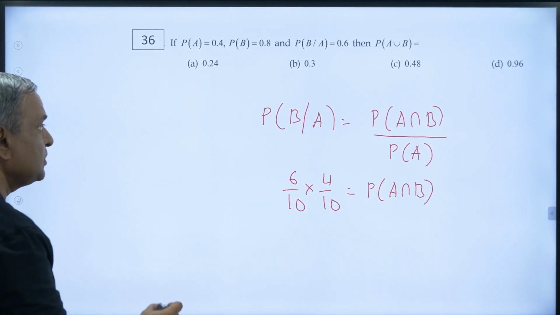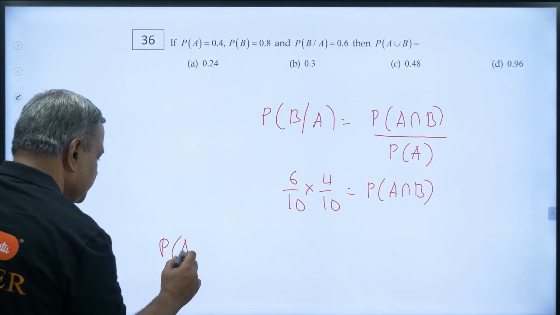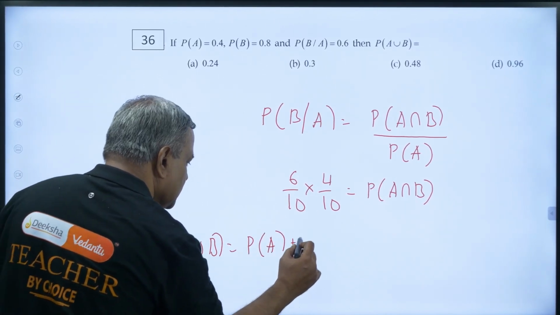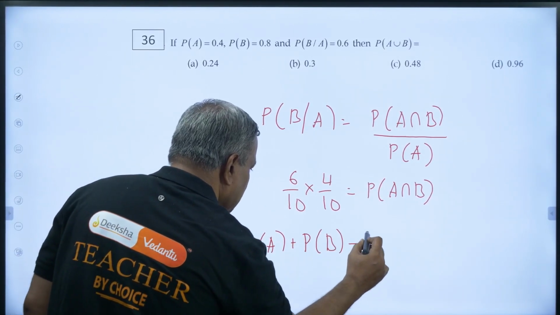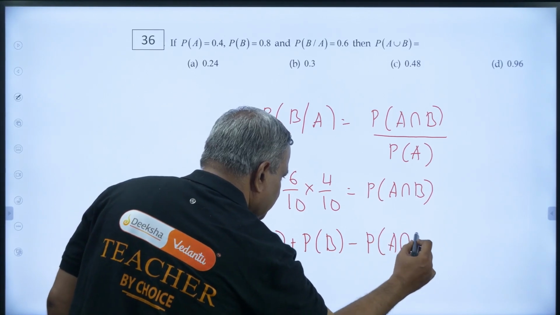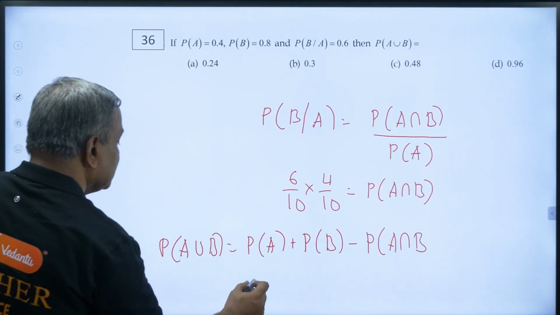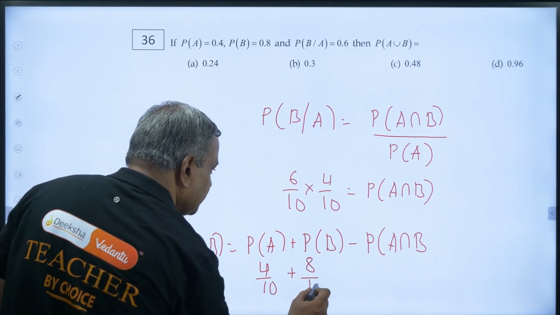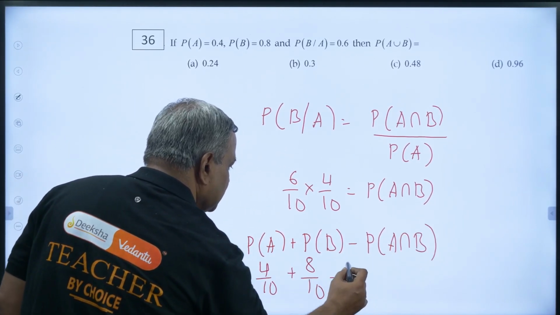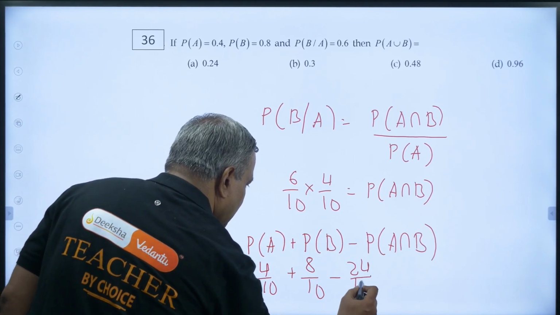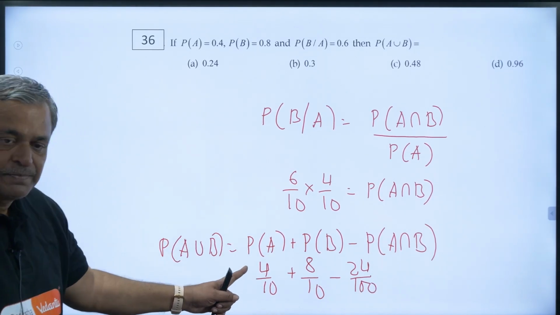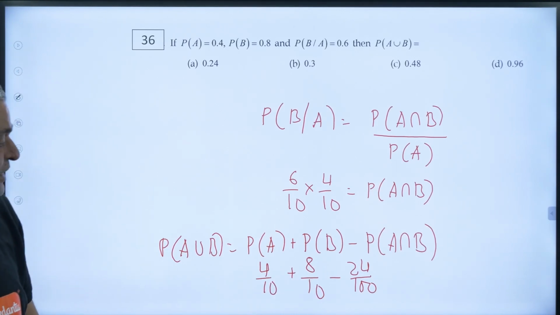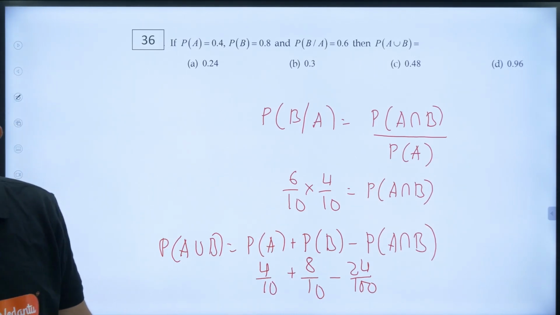Okay, what is P of A union B? P of A union B is equal to P of A plus P of B minus P of A intersection B. P of A is how much? 4 by 10. P of B is equal to 8 by 10. P of A intersection B is nothing but 24 by 100. This is 40. 40 plus 80 is 120. 120 minus 24.